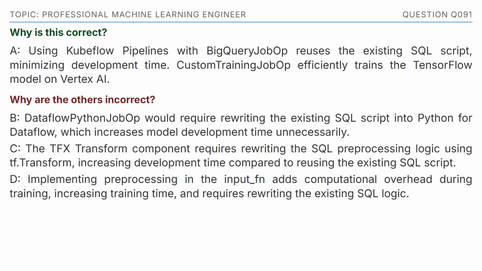Why are the others incorrect? B. Dataflow Python JobOp would require rewriting the existing SQL script into Python for Dataflow, which increases model development time unnecessarily. C. The TFX transform component requires rewriting the SQL pre-processing logic using TF transform, increasing development time compared to reusing the existing SQL script. D. Implementing pre-processing in the input_fn adds computational overhead during training, increasing training time, and requires rewriting the existing SQL logic.